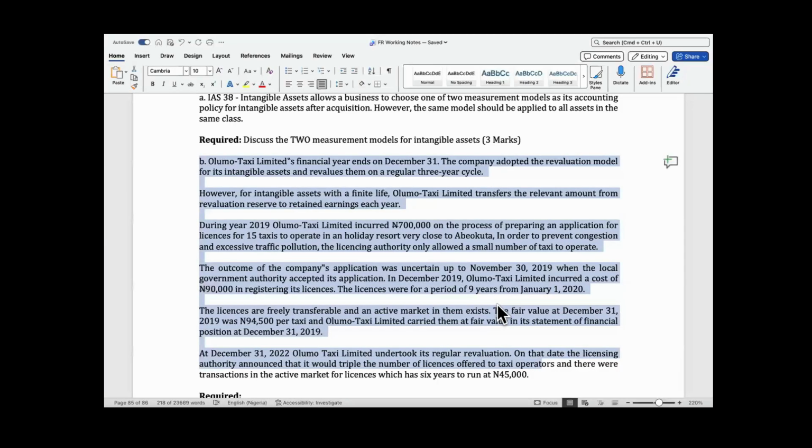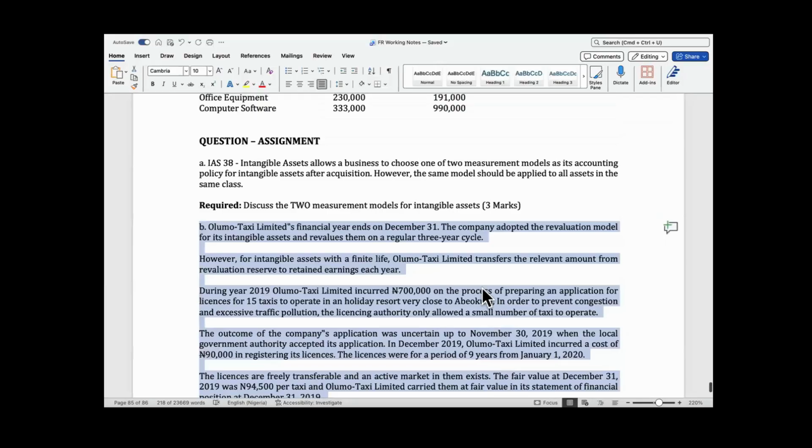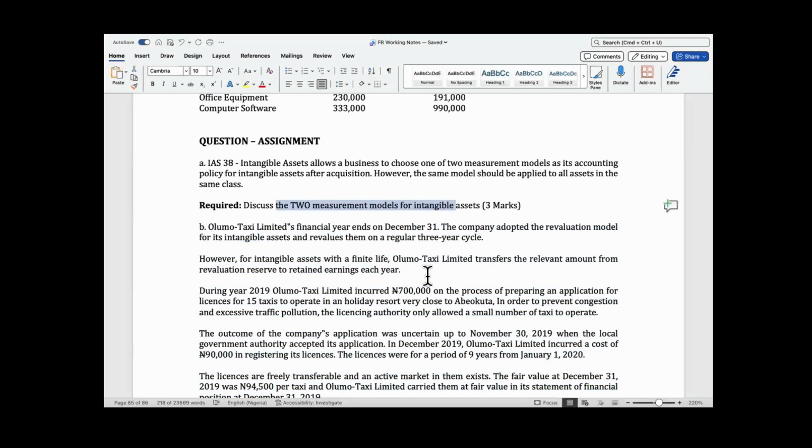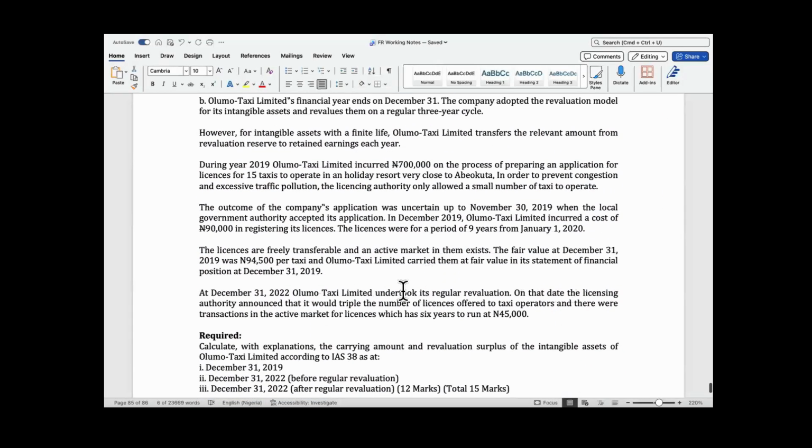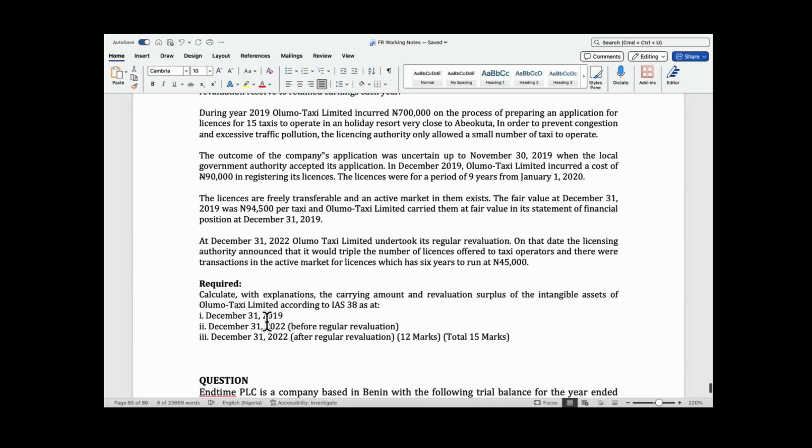I'm giving you this to see if you can apply what you have learned so far. This one is apparently straightforward. Two measurement models. So cost model, so no issue around that. So try to do this. It's 12 marks. Let's see if you can get it right.